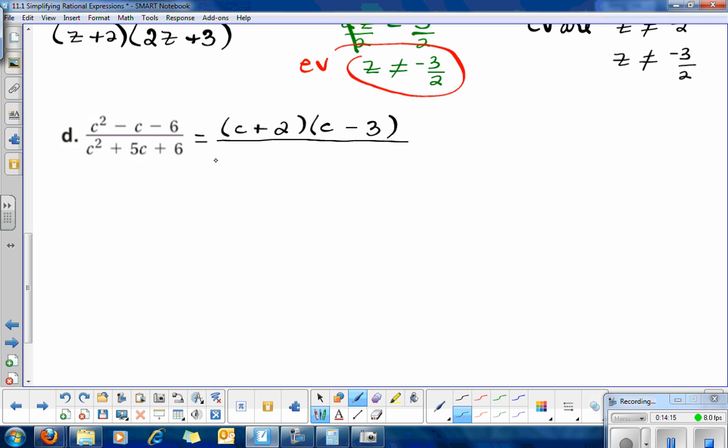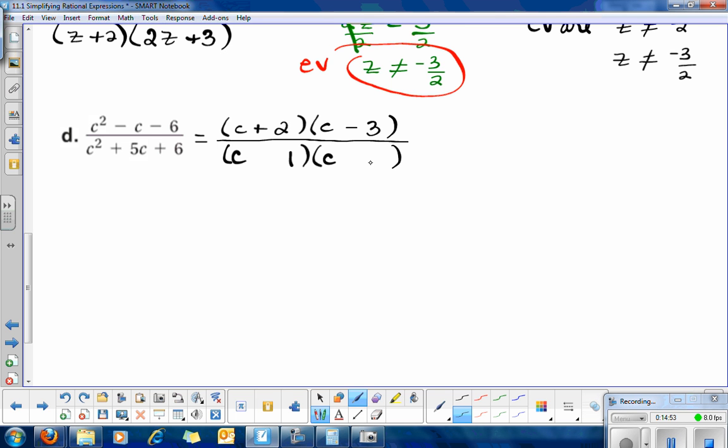Okay? Same thing with the denominator here. And if you need to show the work, go ahead and show the work. Okay? We know that c squared, again, is c times c. We're going to have 1 times 6 or 2 times 3. And let's see. We want a positive. So we're going to have to use 1 and 6 or 2 and 3.